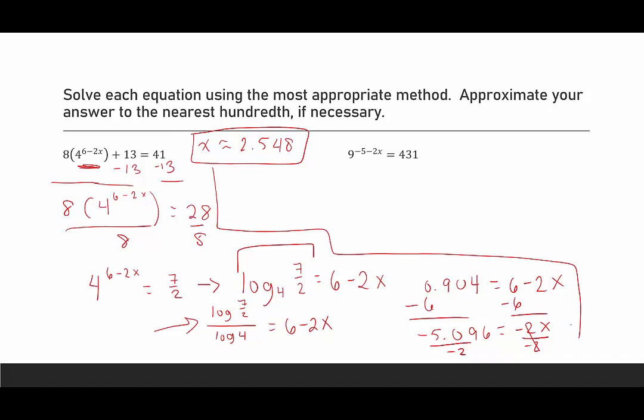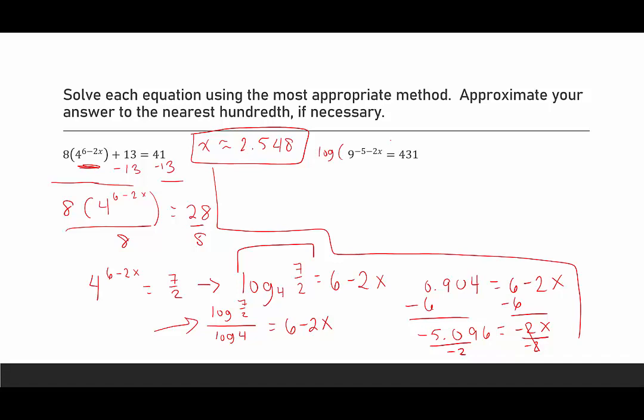It's not that bad. All right, our last example, we have 9 to the negative 5 minus 2x is equal to 431. Which one should we use? Well, the one-to-one property is out because 431 is, I don't even know what that is, but it's certainly not a power of 9 or 3. So we could use change of base, or we could use taking the log of both sides. Since I did change of base in this example, we'll go back to taking the log of both sides like we did previously. And I'll take log of both sides.